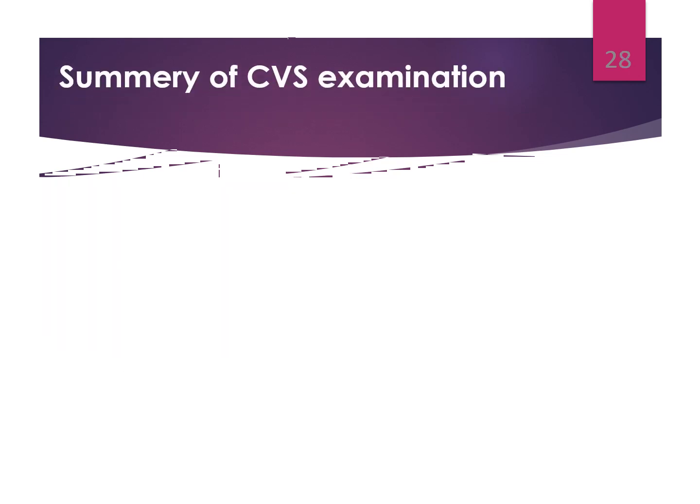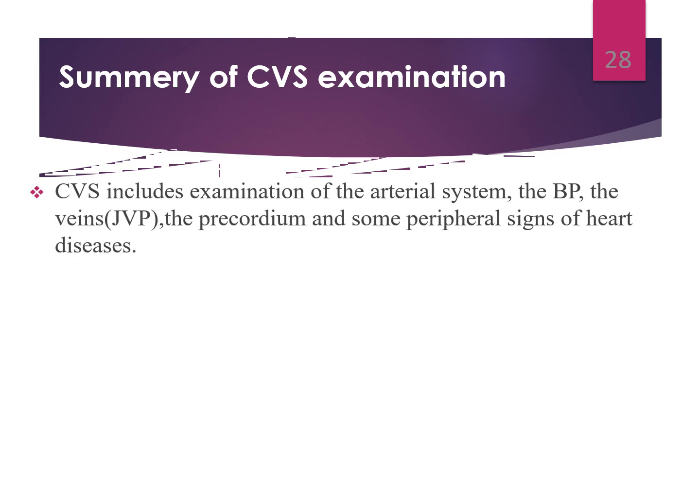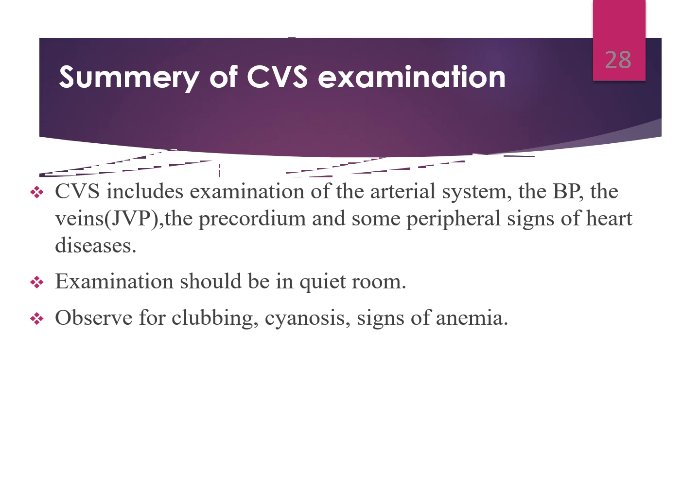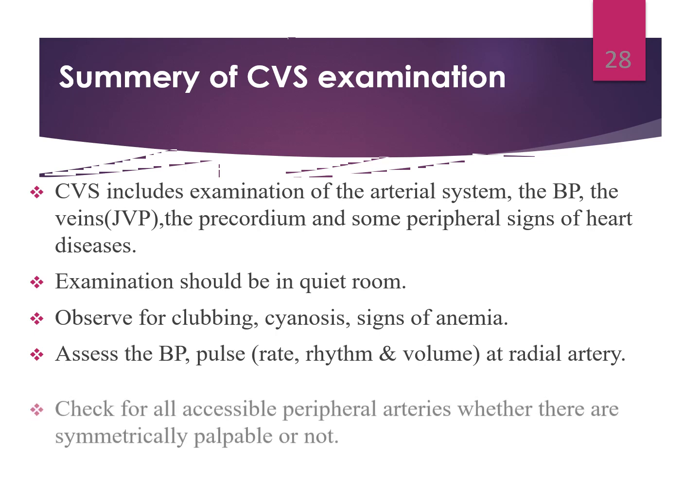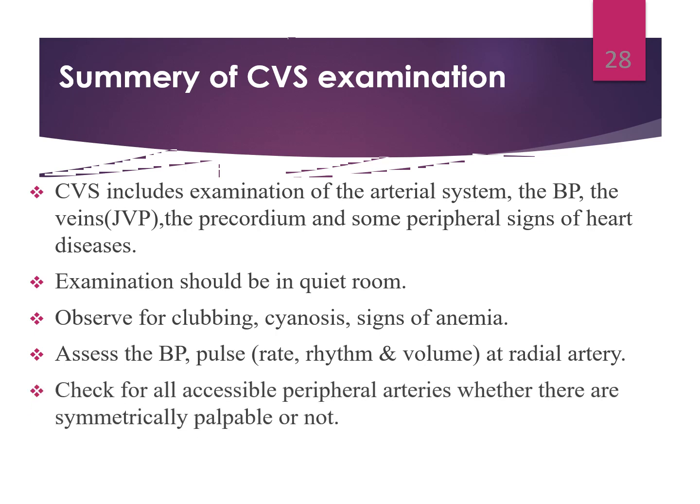Overall, coming to the summary of the cardiovascular system examination: it includes examination of the arterial system, measuring the blood pressure, measuring the jugular venous pressure, examining the precordium, and looking for some peripheral signs of heart disease. Examination should be in a quiet room. Observe for clubbing, cyanosis, or signs of anemia, and assess the blood pressure and pulse, specifically pulse rate, rhythm, and volume at the radial pulse. We should also palpate other peripheral arteries and check all accessible peripheral arteries for whether they are symmetrically palpable or not, whether any radiofemoral delay is there, and check whether the JVP is raised or not.